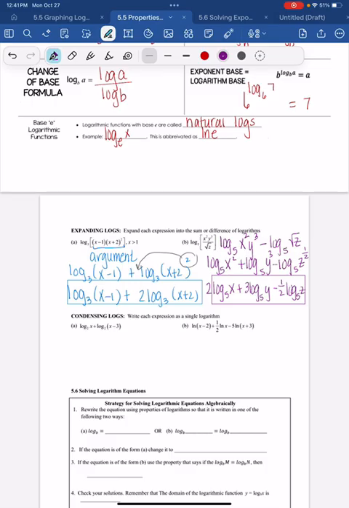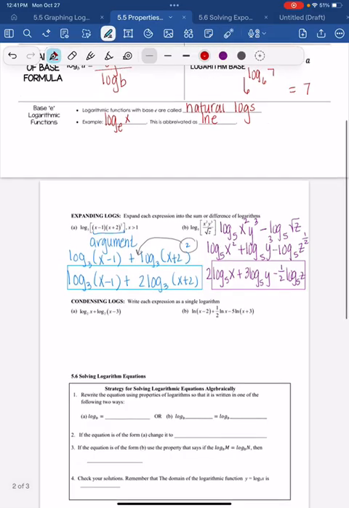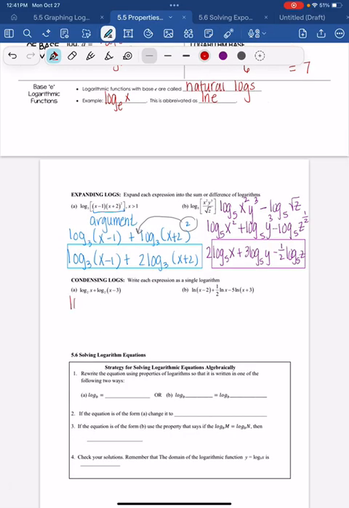Okay, now I'm going to go the other way around. So now I've got 2 logs. When you add logs, you multiply arguments. So this is going to become the log base 2 of, one of the arguments is x, the other argument is x minus 3, 1 log. And if you want to distribute the x, you can, but it's not necessary.